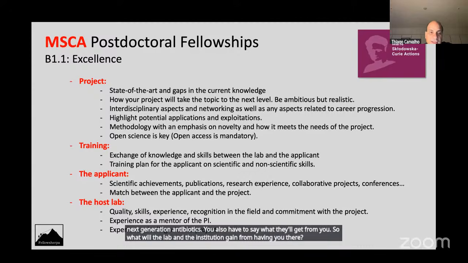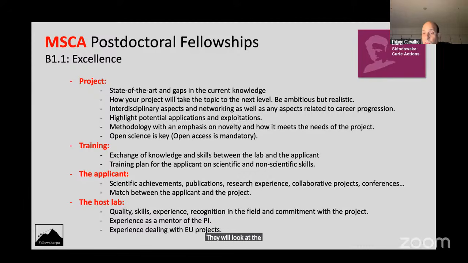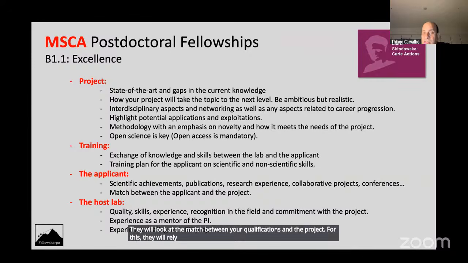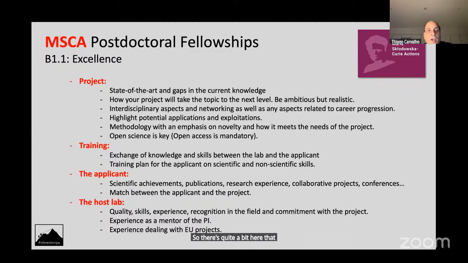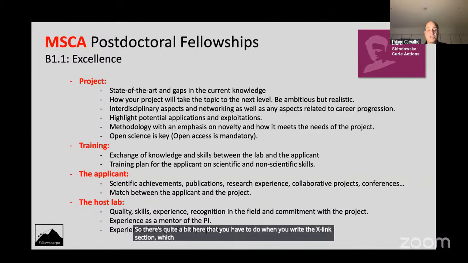They will look at the match between your qualifications and the project. For this, they will rely both on Part B1 and on the CV that you add to Part B2, which is the supporting document, and the quality of the host lab. So there's quite a bit here that you have to do when you write the excellence section, which is not just what you would focus on in a regular application, which is developing the best possible project.